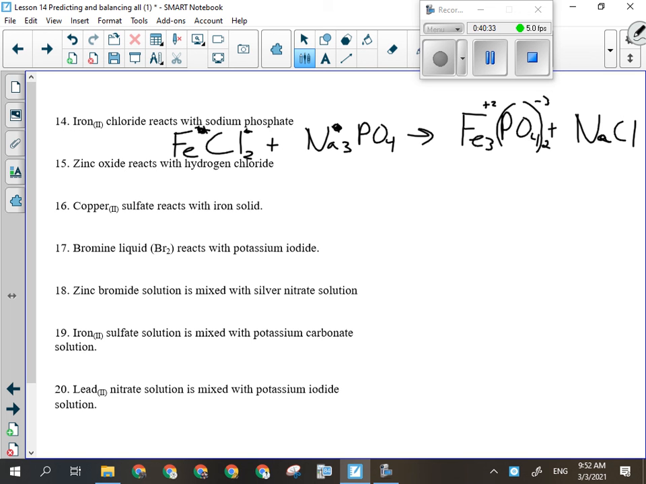Okay, so I'm going to say I got 3 irons over here. So I'm going to go over here and make sure I've got 3 irons. Okay, that gives me 6 chlorines. So I got to go over here and make sure I've got 6 chlorines, which gives me 6 sodiums. So I'm going to put a 2 here. That gets my 6 sodiums and 2 phosphates, of which there are 2 over there, and my reaction is balanced.